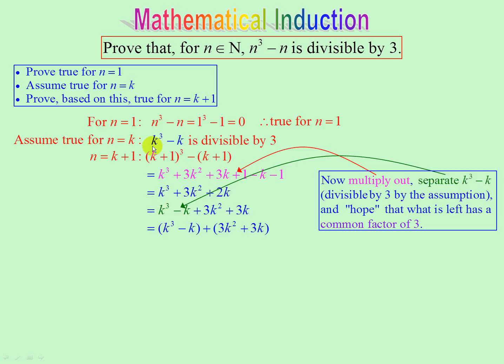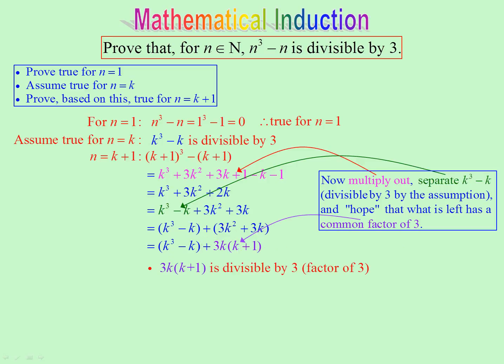There it is, divisible by 3. And have a look what's left. Let's take out a common factor of 3k. Have a look at that now. Marvelous. Hope that what's left has a common factor 3. Well, look, it has a common factor 3. So we have that divisible by 3 by the assumption. We have that divisible by 3 because it has a factor of 3.